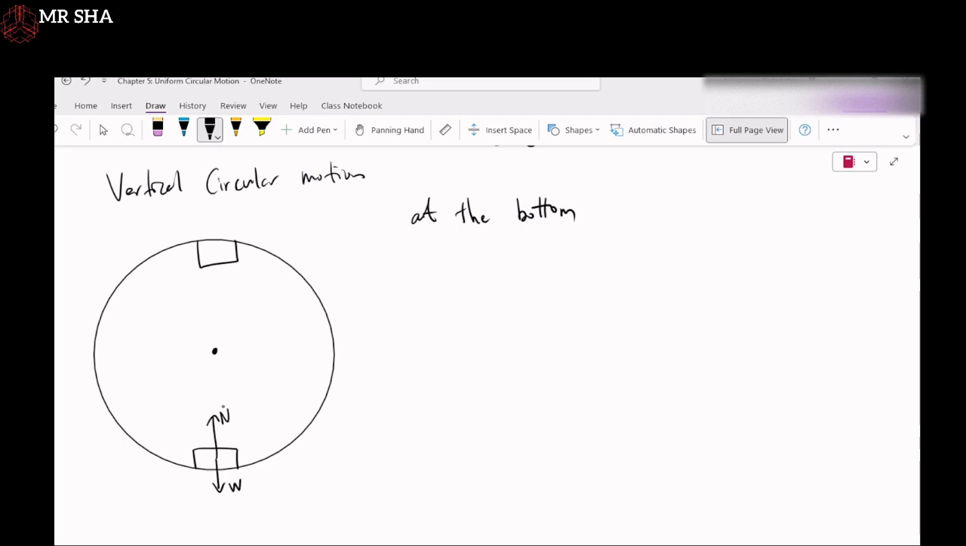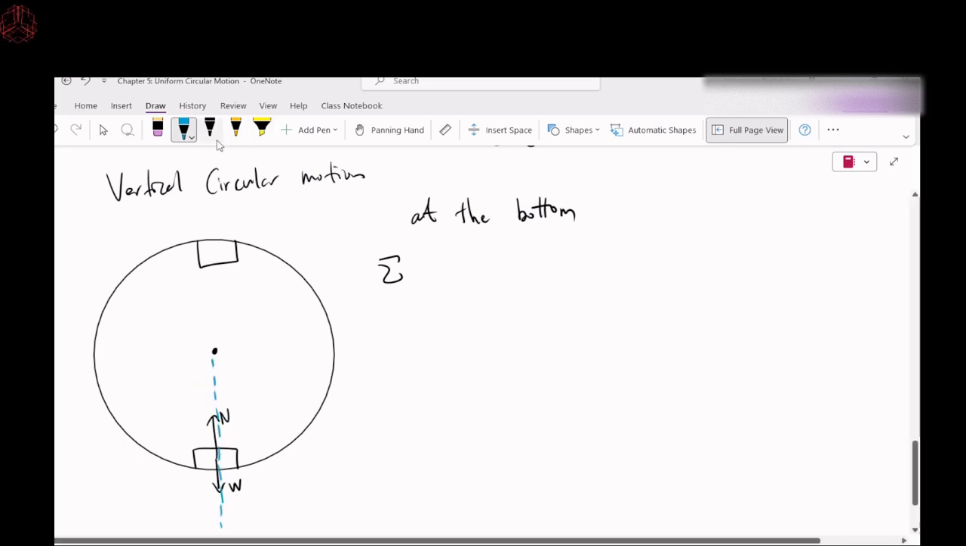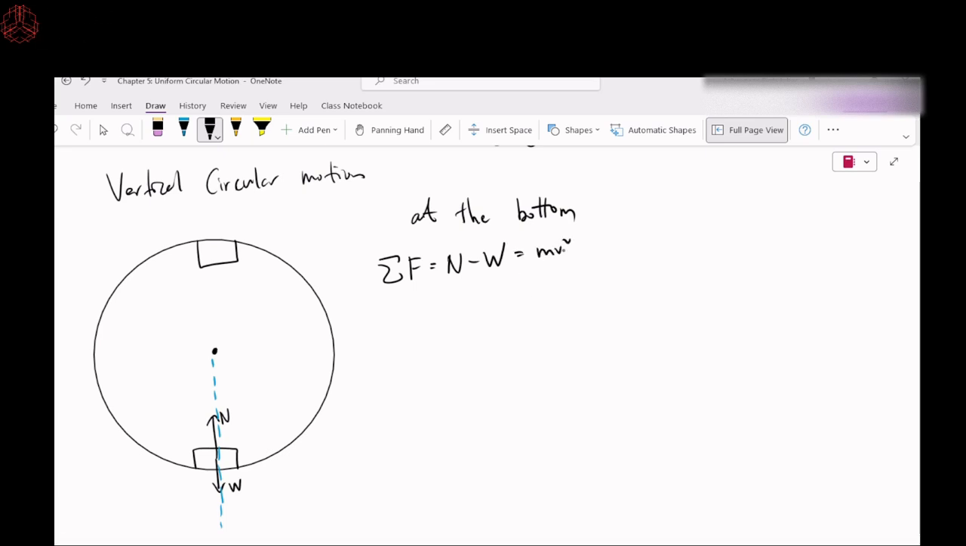Now, if I consider all of the forces along that line, parallel to that line, the net force is going to be N minus W, and that's just going to be mv squared over r.